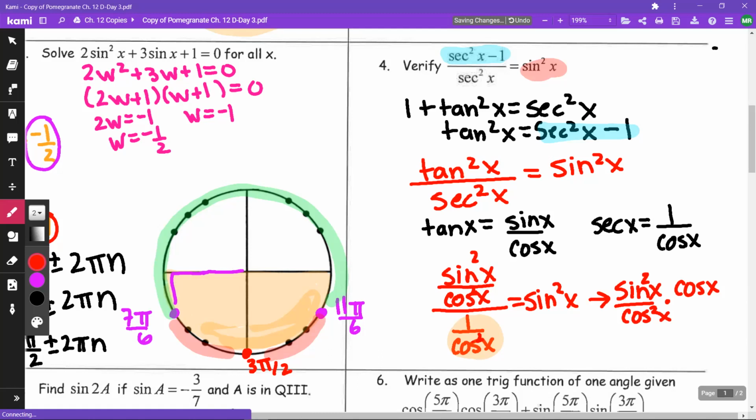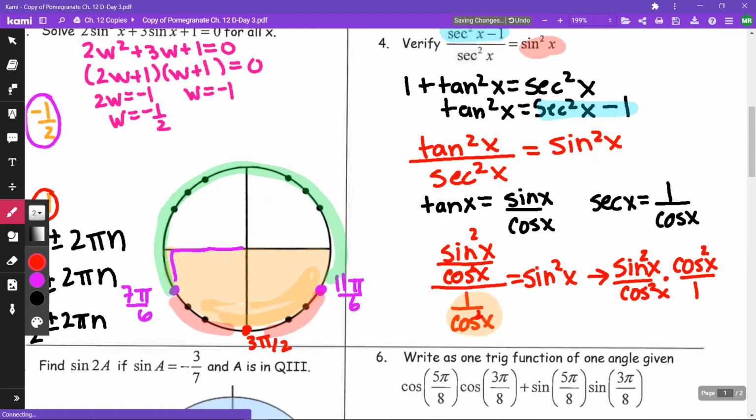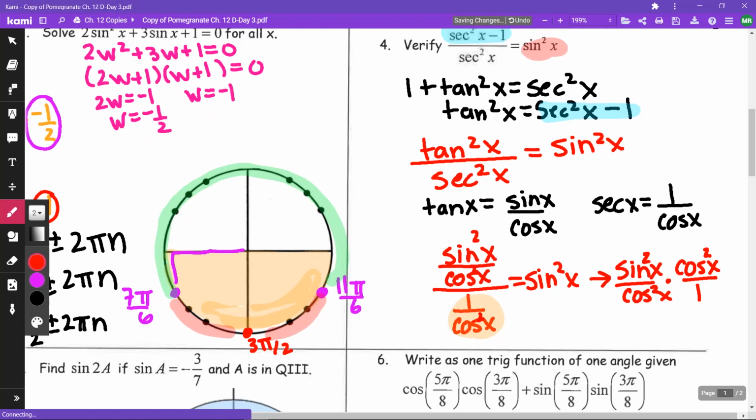Okay. And so I'm going to be multiplying by cosine squared over 1. What's going to end up happening here is this cosine squared and this cosine squared are going to cancel out. And so I ended up with sine squared x. And remember, I was trying to get sine squared x. That's what the other side was. So we have just verified it.